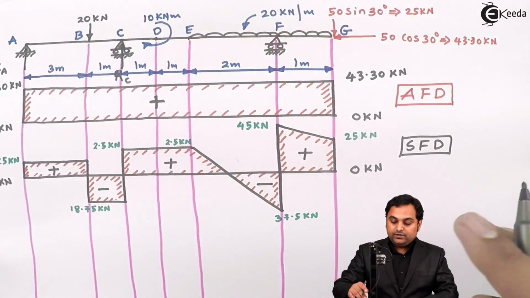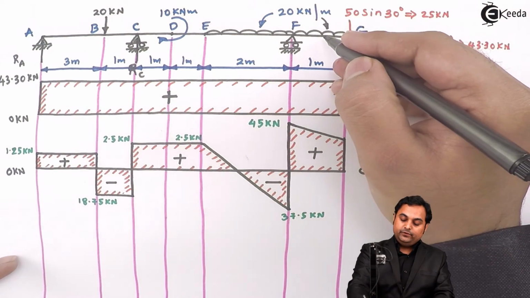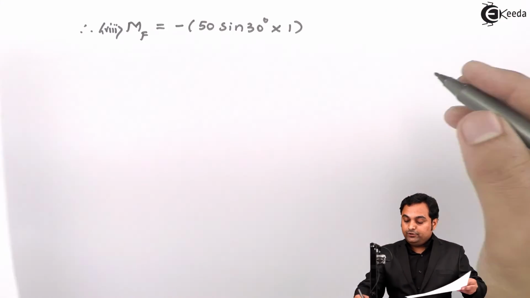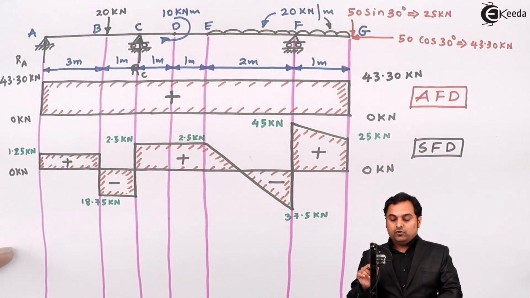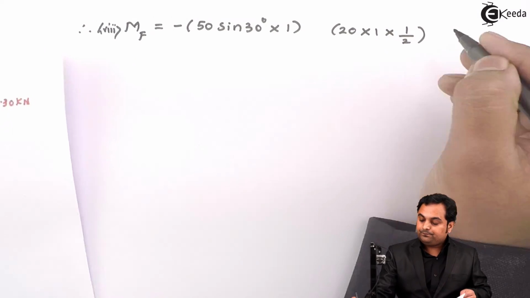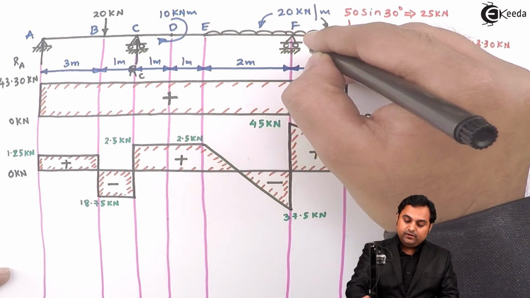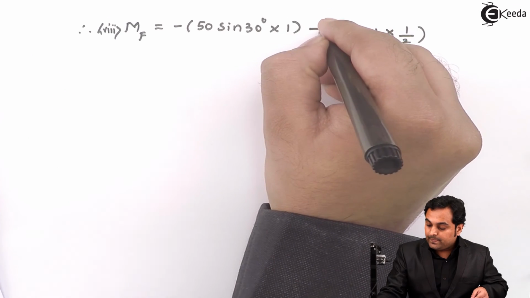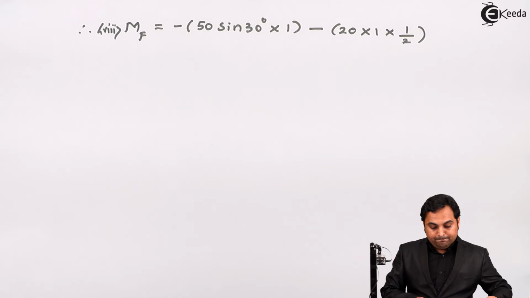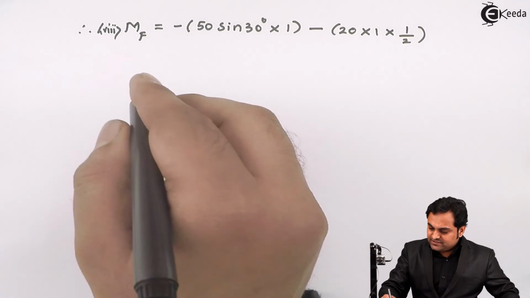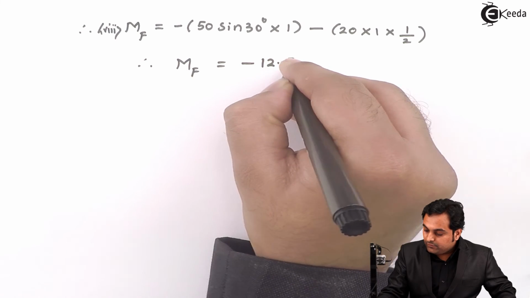Then here F to G portion, it also has the same value of UDL, 20 kilonewton per meter. So that will be 20 into 1, the UDL into length. So I've converted UDL into point load, and it will be acting at half of 1. Then the moment which will be produced because of the UDL will be clockwise direction on right hand side. So again this will be negative. So here I will be getting the value as minus 12.5 kilonewton meter.